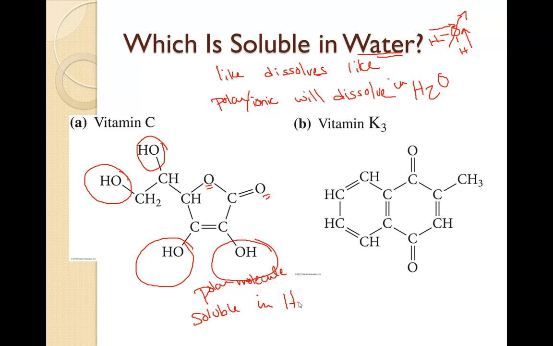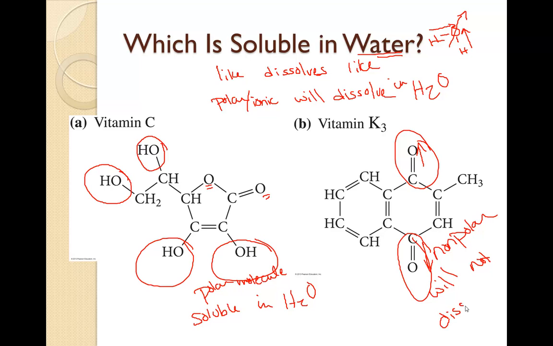However, if we look at the vitamin K, yes, we have oxygen here and oxygen here, which would then have the electrons drift towards it. However, it is symmetric, which leads us to believe that this would then cancel out, making it potentially nonpolar. Because it's nonpolar, it will not dissolve in water. And that is how solutions are formed.